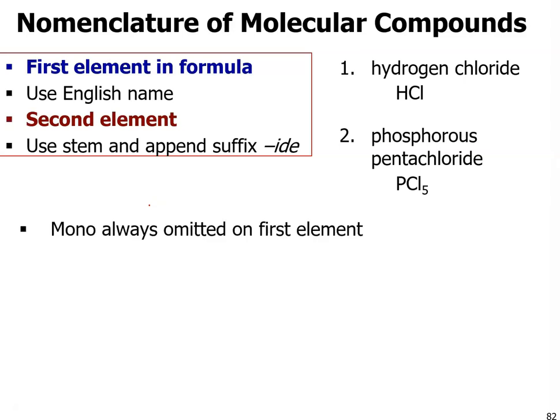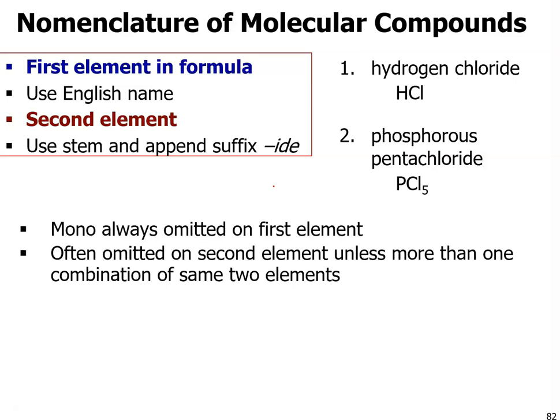Mono is always omitted from the first element, so you might have wondered, why doesn't it say monohydrogen monochloride? Sometimes those are omitted because it's assumed that if it's hydrogen chloride, there are equal numbers of them together, so we're just going to omit that first one. So we don't always have to put mono in there.